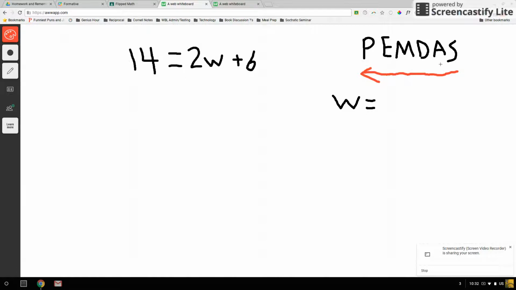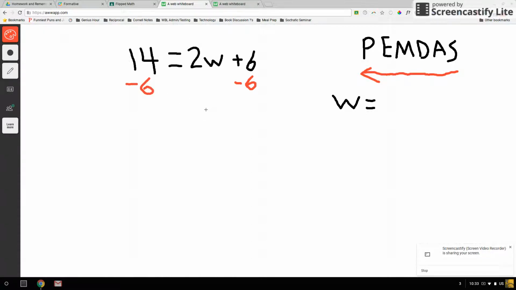First step, as I look at PEMDAS and I work backwards, undoing it, is add and subtract. Well, I see on this side, I have this plus 6 at the end, and I have 2w. Well, that's multiplying. This is adding and subtracting, and if we're undoing, I have to do this one first because it's addition. So if I want to undo adding 6, I have to do the opposite, which means I'm going to subtract 6. Whatever I do to one side, I do to the other side.